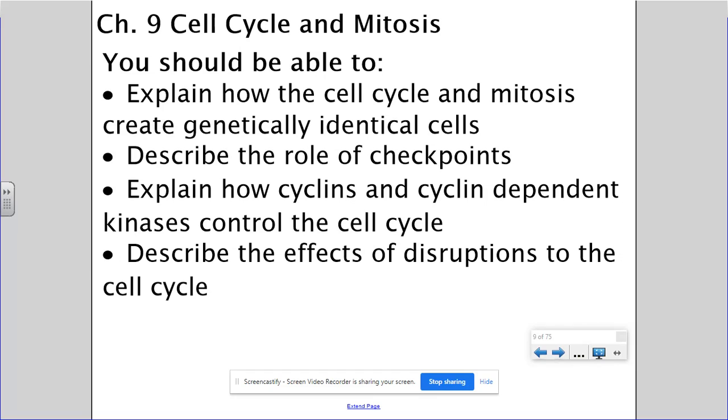The next three bullet points are about how the cell controls the cell cycle. This is brand new information for this year. We will describe the role of checkpoints and how something called a cyclin and cyclin-dependent kinase will control the cell cycle. Last, we'll get to what the effects of disruptions to the cell cycle might be. Most importantly, this is what can lead to cancer.